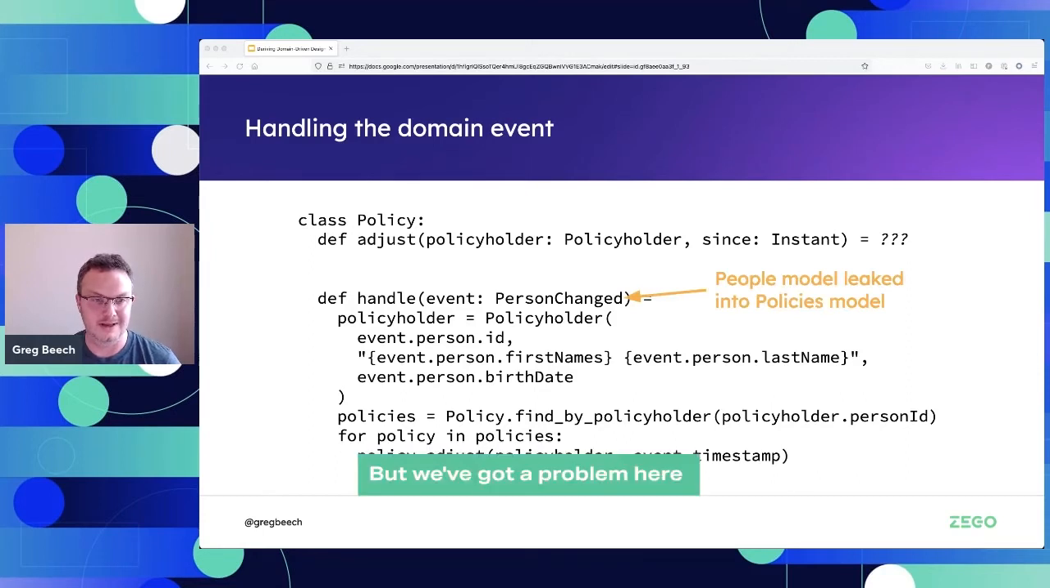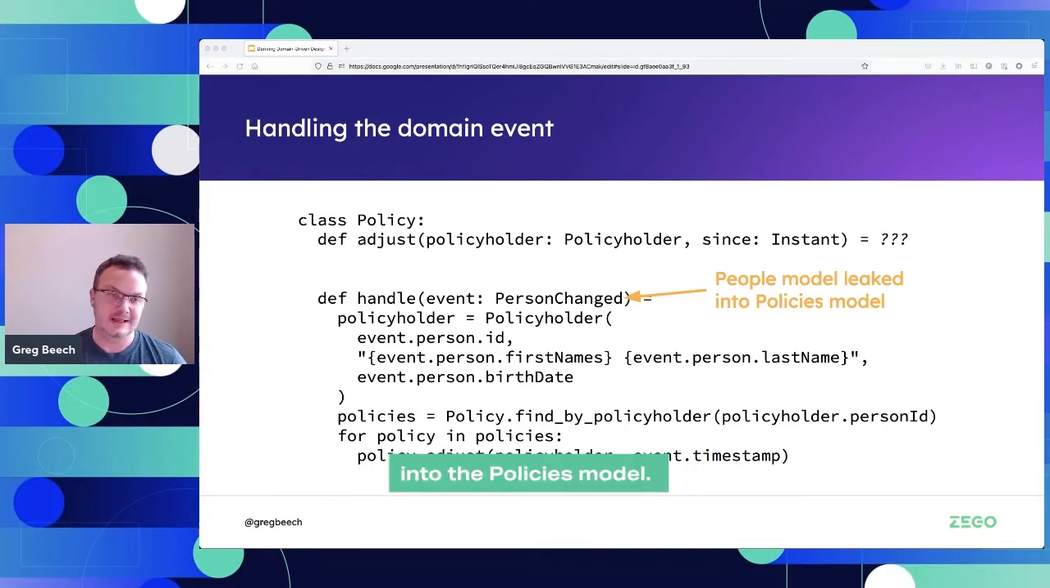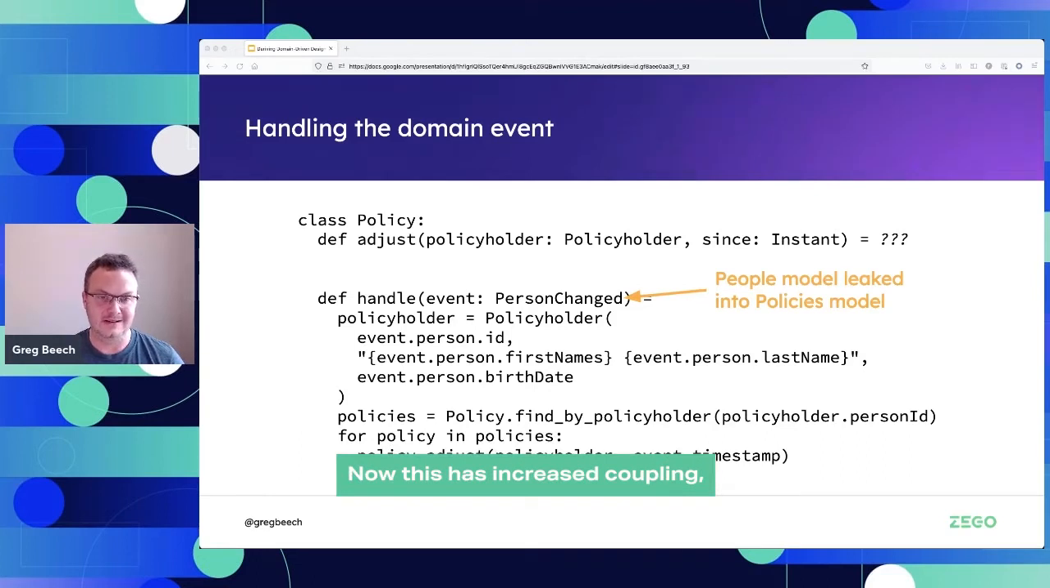But we've got a problem here, because we've already tried to separate our models and say people and policies are separate models, apart from perhaps identifiers linking to each other. But with this person changed event, we've leaked our people model into the policies model, which is increased coupling, and it's given the policy more than one reason to change, because if the person model changes, this policy model now has to change as well. So this breaks the single responsibility principle. And I know we said we'd go from first principles in this talk, and I'm introducing the single responsibility principle here, but I think that's such a fundamental principle that it's a reasonable thing to do.